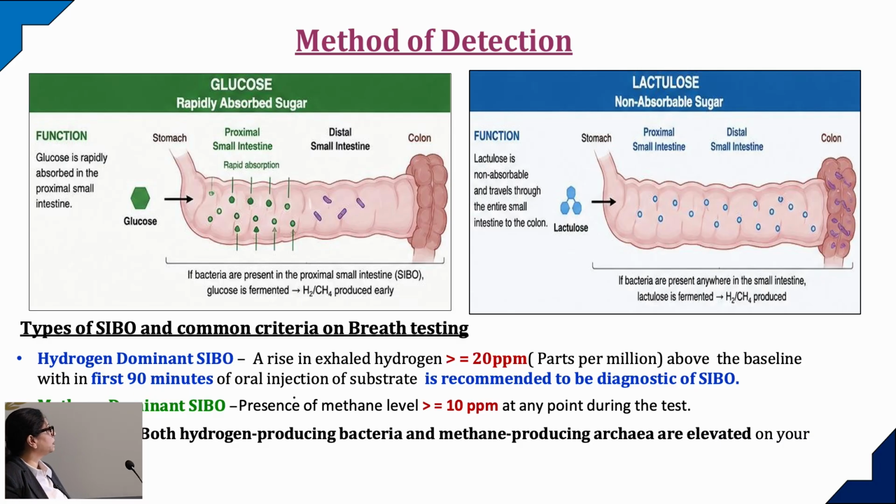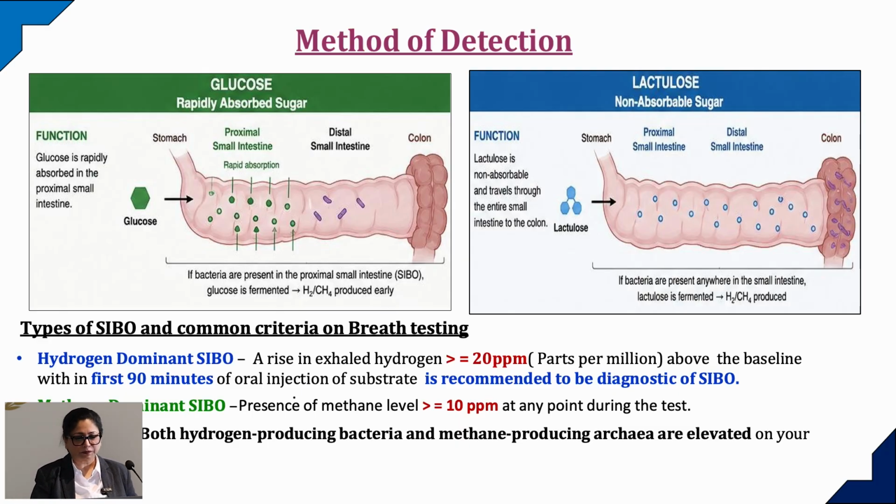Now, what are the types of SIBO and the common criteria on breath testing? Hydrogen dominant SIBO, methane dominant SIBO, and there is a mixed type of SIBO. A rise in exhaled hydrogen of more than 20 ppm above the baseline within the first 90 minutes of oral ingestion of substrate is recommended to be diagnostic of SIBO. Methane dominant SIBO is the presence of a methane level of more than 10 ppm at any point during the test. And mixed type is where both hydrogen producing bacteria and methane producing archaea are elevated in your breath test.